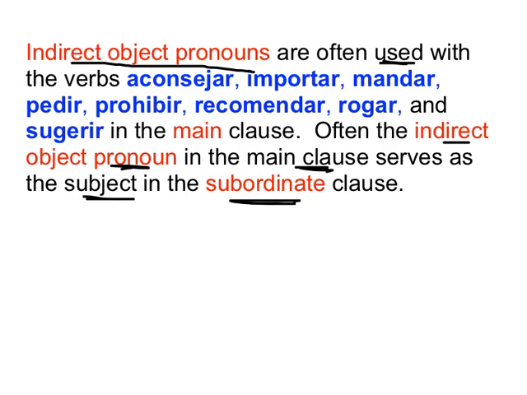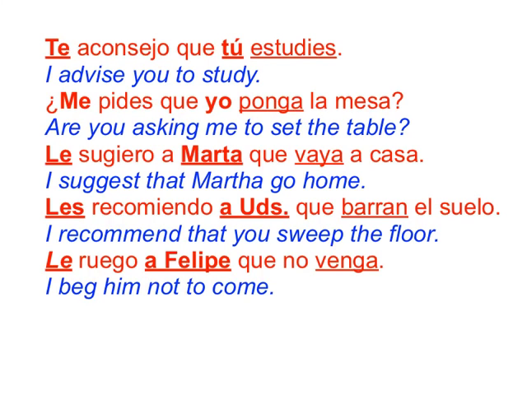Let's take a look. Well, for example, señoritas, here we have the list of those verbs I just mentioned, and we have te aconsejo. Well, here's te right here. This is the indirect object pronoun. It's going to serve as the subject of the subordinate clause. Te aconsejo que tú estudies. I advise you to study.